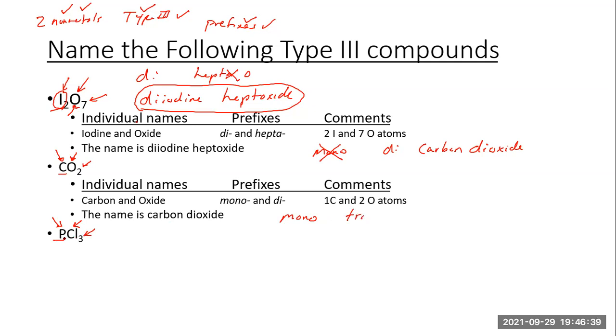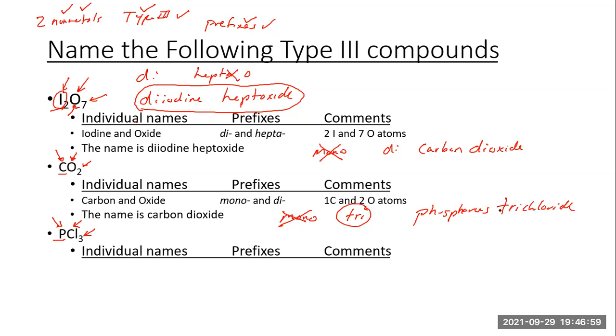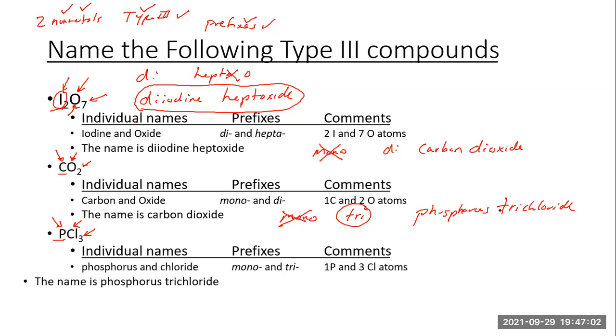Again, because the phosphorus is the first element here, we will not use the mono on that name. We'll just use the whole name here. The second guy gets the IDE treatment along with the prefix. This would be trichloride, phosphorus trichloride. Any questions on those naming there?